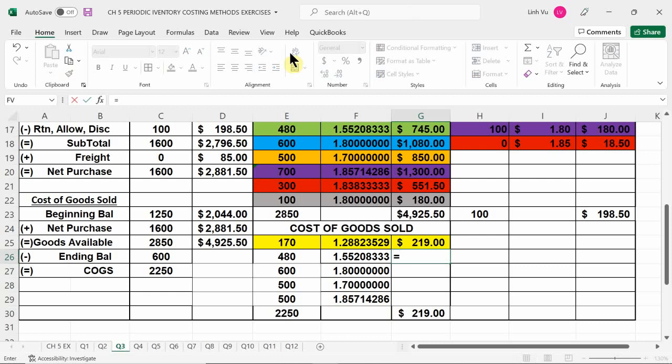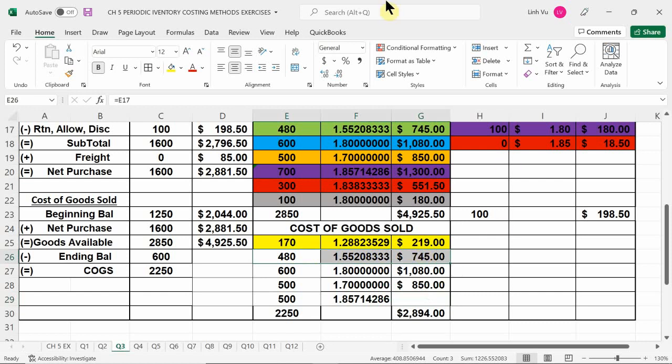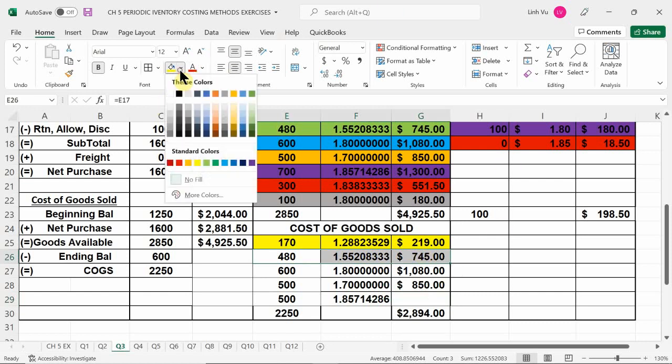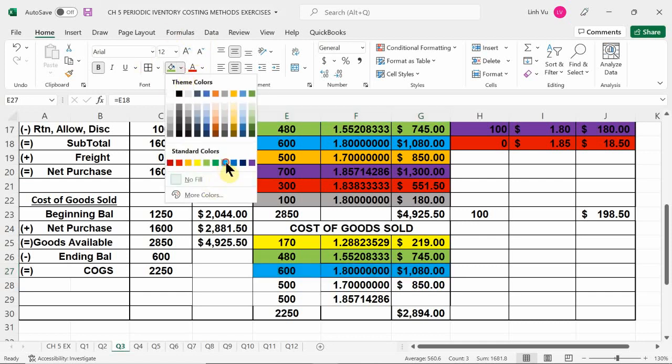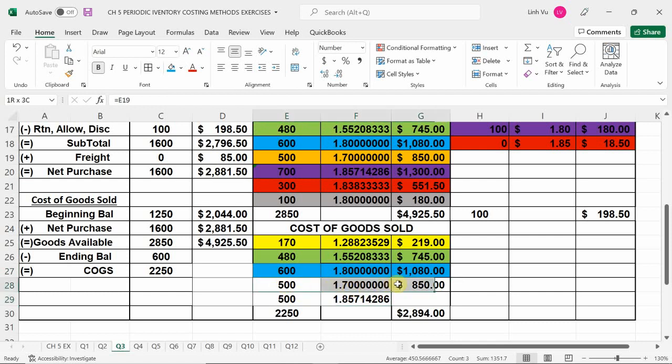Okay, and green, blue, orange, okay? And because I'm not going to take all of the purple, right, I only need 500 out of the 700, right? That means I need to calculate how much it's going to cost me to sell 500 of those units for that cost per item of $1.85714.